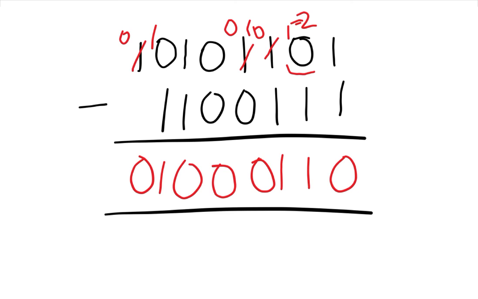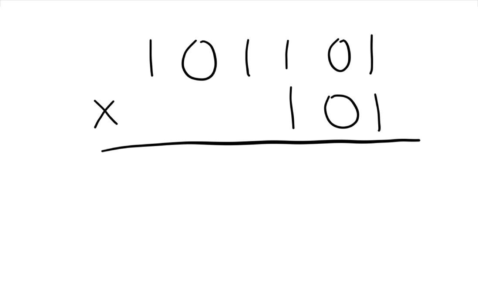Now let's talk about binary multiplication. Binary multiplication is just the same as denary multiplication. Now, for example, we have these binary numbers to be multiplied together. We have 101101 and 101. So we're going to multiply each digit from 101 with the digits above.